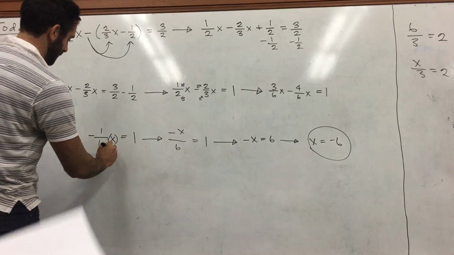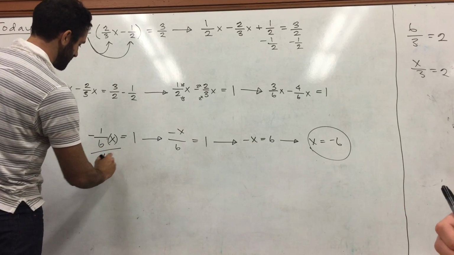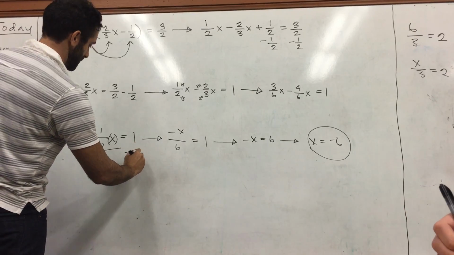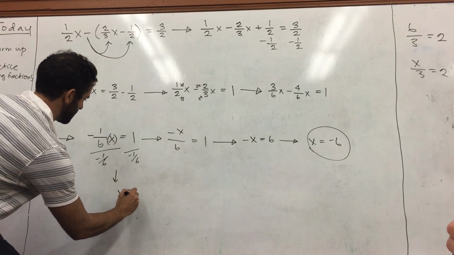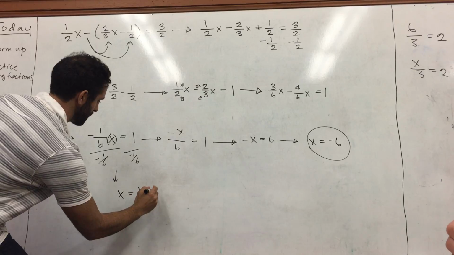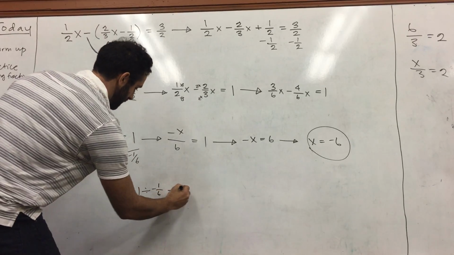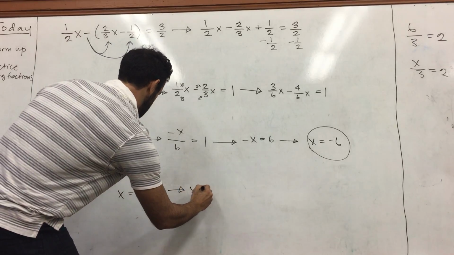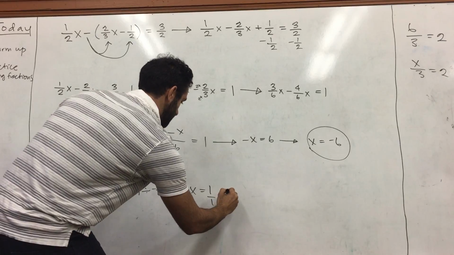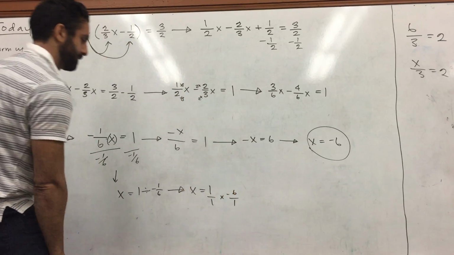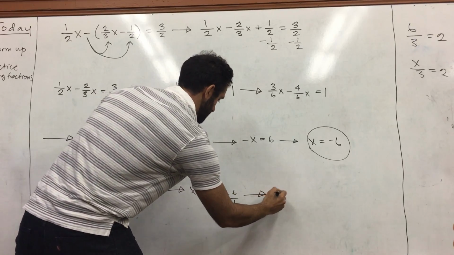Okay, really quick. Divide both sides by negative 1/6. Then you can work on dividing your fractions. And then you would get x equals 1 divided by negative 1/6. Reciprocate and multiply. x equals 1/1 times negative 6/1. Okay? And then x equals negative 6.